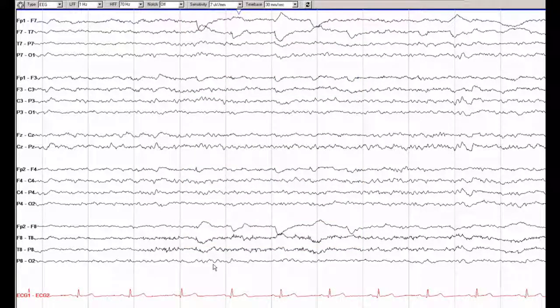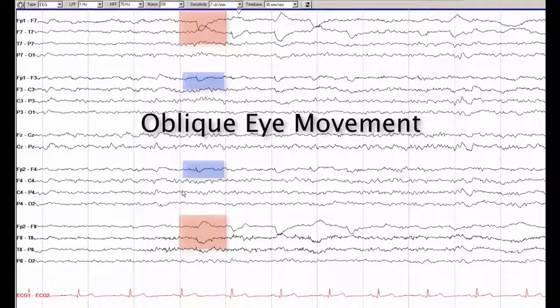We can see that they have a horizontal component because there is an opposite polarity in the right and left temporal region, for example, looking at this particular eye movement. We can see that they have a vertical component because there is a synchronous deflection in the frontal polar region on the left and the right. Therefore, we would call these oblique eye movements.